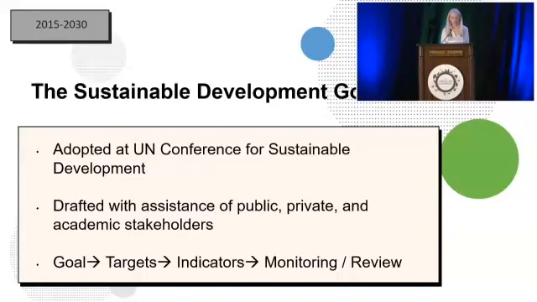And the indicators would be looking at the proportion of population living below the national poverty line by sex and age, and the proportion of men, women, and children of all ages living in poverty in all the dimensions according to national definitions. So there are these targets and indicators for all 17. Right now, there are 231 of them.